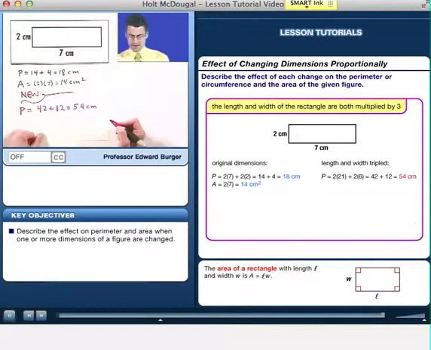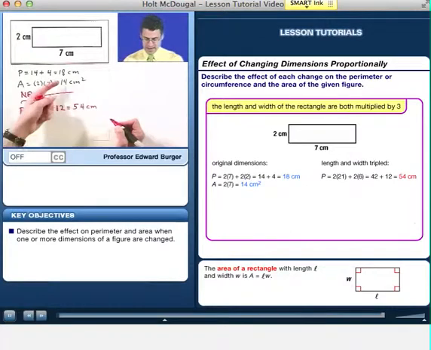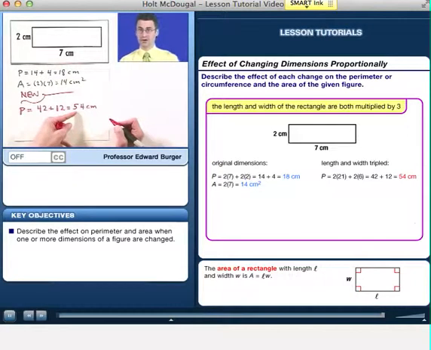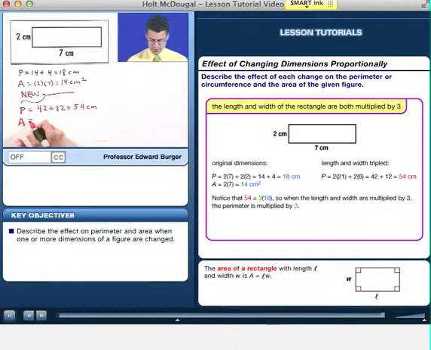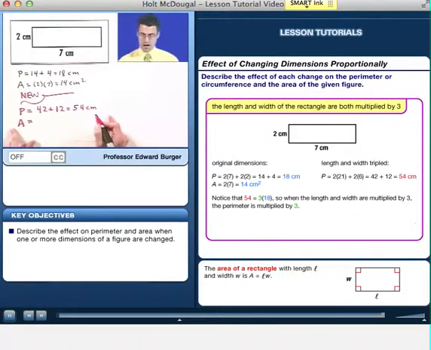And so what was the impact? Well, the impact, notice, is what? How do I go from 18 to 54? Well, we tripled. So our perimeter has tripled as well. What about area? A great guess would be that the area will triple as well. Let's see if that guess is correct or not.